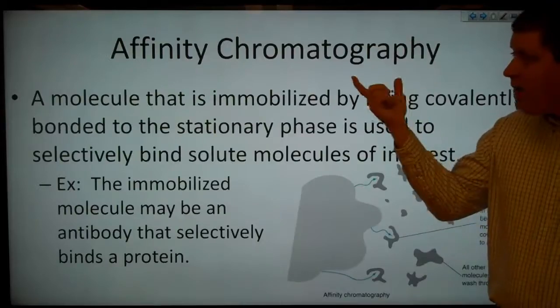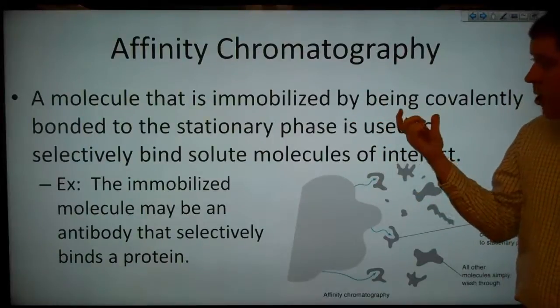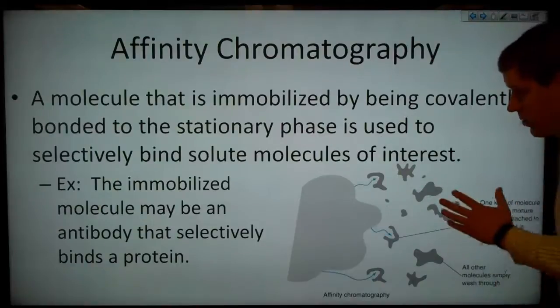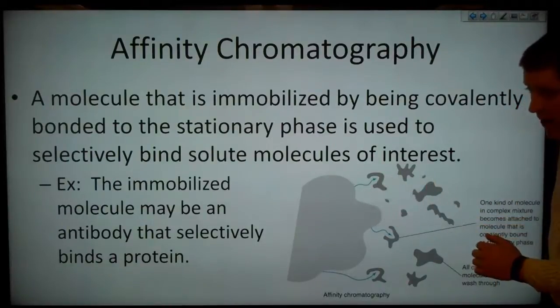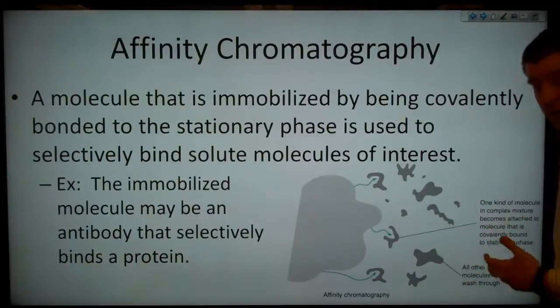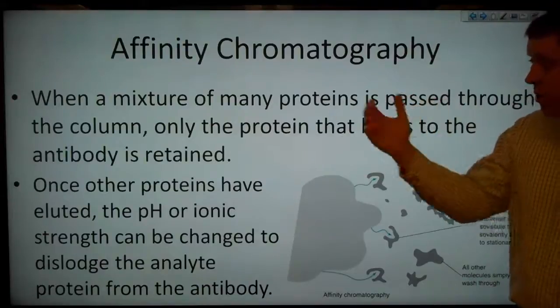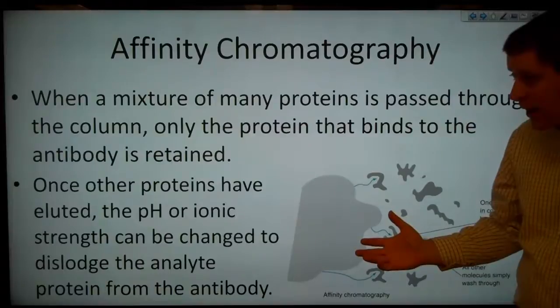We also have affinity chromatography, in which a molecule that is immobilized by being covalently bonded to the stationary phase is used to selectively bind our solute molecules of interest. For example, the immobilized molecule may be an antibody that selectively binds a protein. And then when a mixture of many proteins is passed through the column, only the protein that binds to that antibody will be retained on the column.